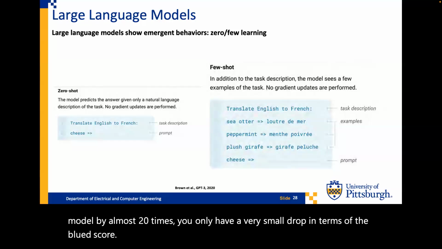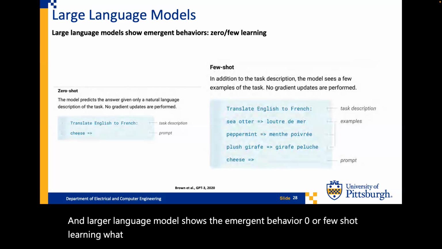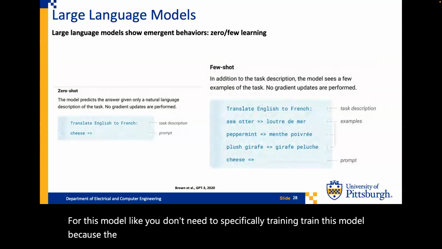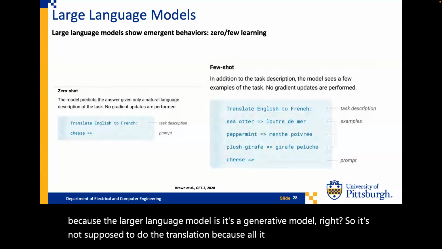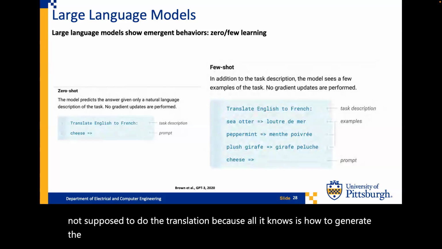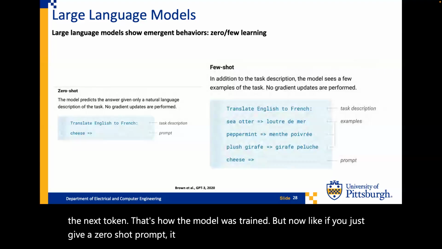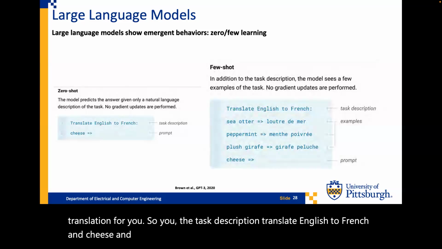And large language models show emergent behavior, zero or few-shot learning. What that means is that you don't need to specifically train this model, because the large language model is a generative model, right? So it's not supposed to do the translation, because all it knows is how to generate the next token. That's how the model was trained. But if you just give a zero-shot prompt, it can immediately start to do the translation for you. So the task description, translate English to French, and cheese, and that will give you the French word for cheese.